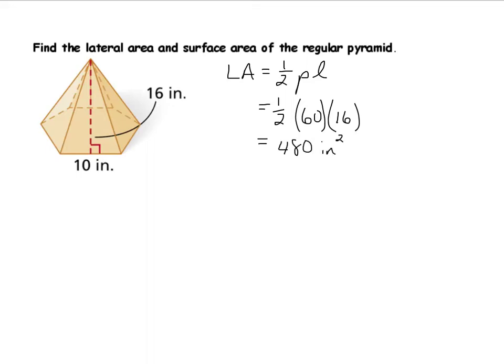so it's inches squared. Now that I have my lateral area, my surface area said it's going to be 1/2 my perimeter times my slant height plus the area of the base. Well, we already figured out from here that 1/2 perimeter times slant height was 480. So I'm going to go ahead and put that in. Plus, it's this plus capital B that I'm going to do off to the side here. And we're going to figure out what the area of the base is.